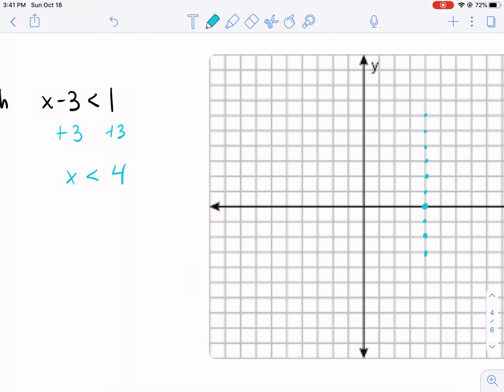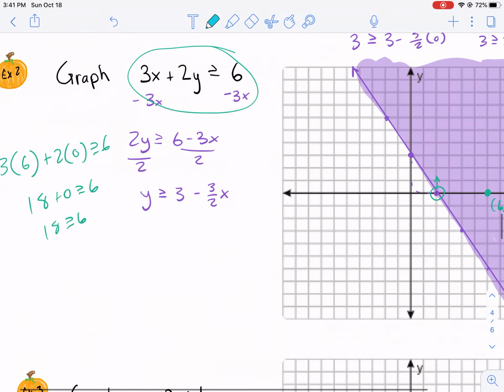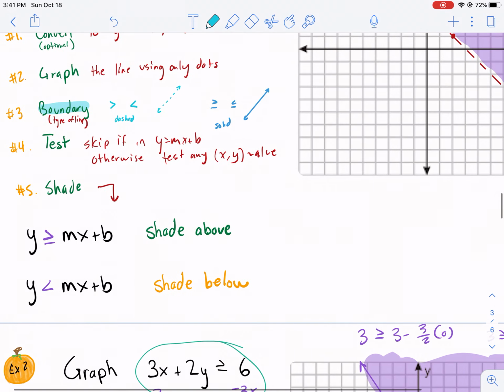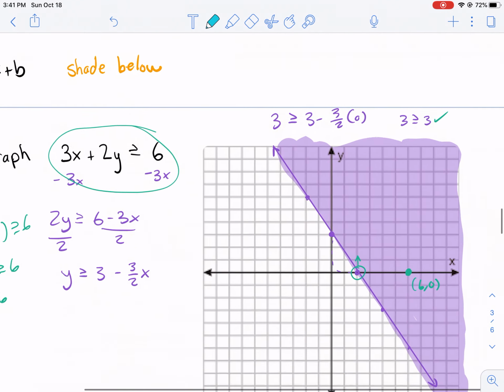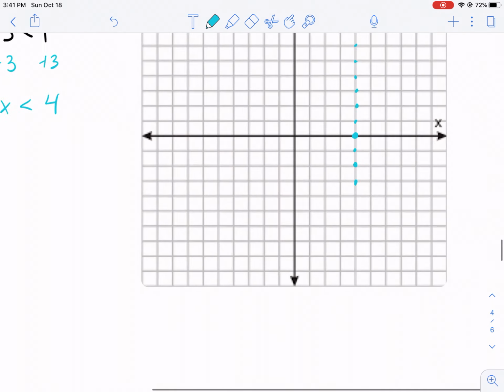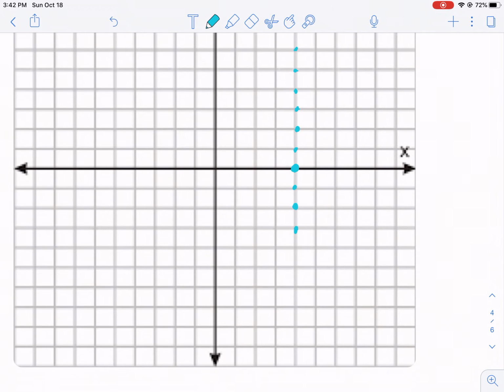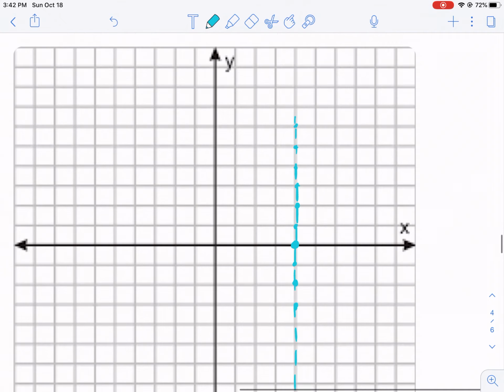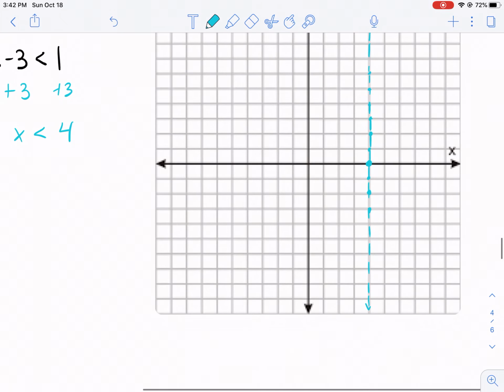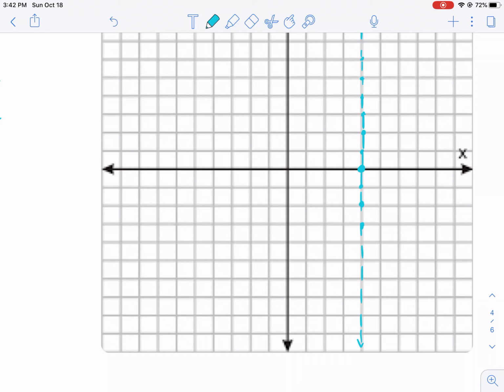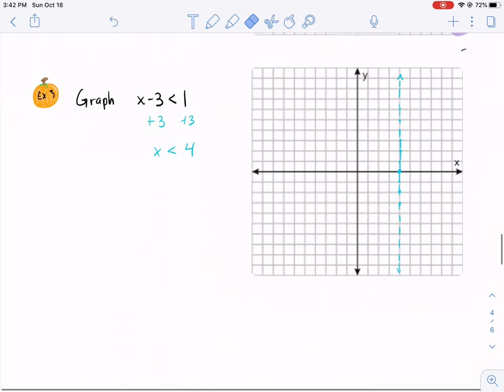So we have those started here. Now we need to decide, is this a solid boundary or a dashed boundary? This is a dashed boundary because it's less than and not less than or equal to. So we just want to indicate that this is not solid and that the solutions are not on the line.